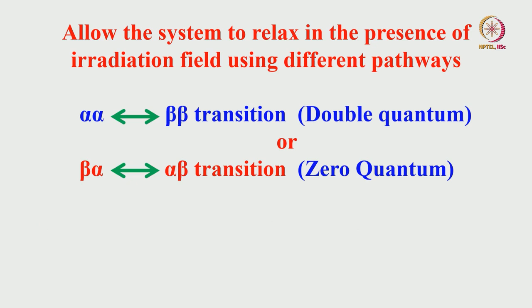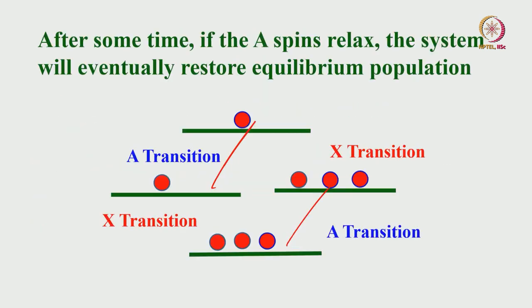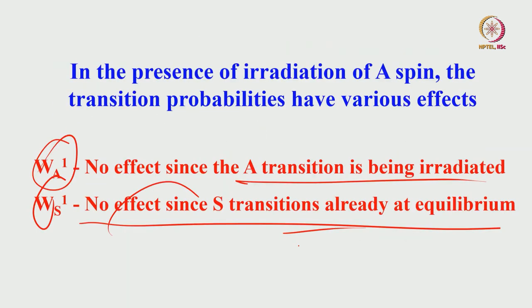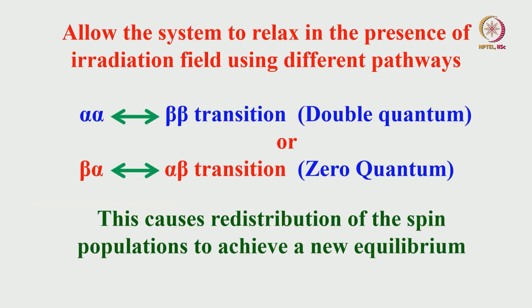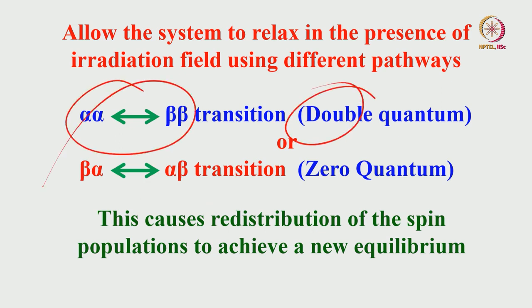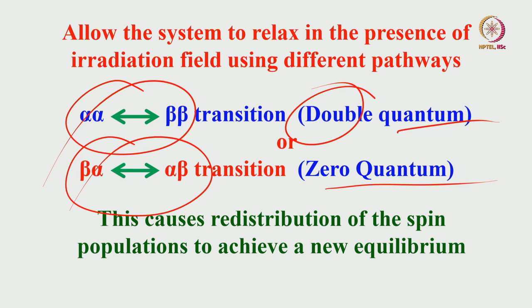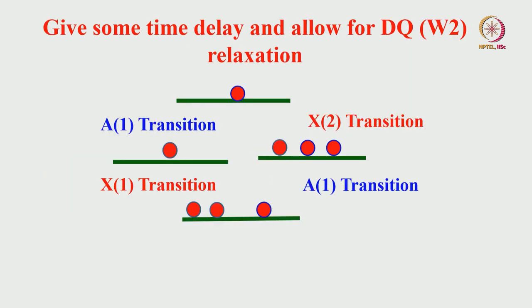What are the different pathways? When the nuclear spins attain thermal equilibrium, they start coming back like this. This is called the single quantum transition, single quantum pathway. Spins are relaxing through the single quantum pathway. That's what I said here. Single quantum pathway only we are seeing. There is no effect. But what we'll do is allow the spins to relax through different pathways. That is, the double quantum pathway between alpha alpha and beta beta states, or the zero quantum pathway between beta alpha and alpha beta states. This is a double quantum relaxation. This is a zero quantum relaxation pathway. What will happen now if you allow the spins to relax like that? In the previous slide, the spins were relaxing through the single quantum pathway only to attain thermal equilibrium. But we will attain thermal equilibrium with a different pathway.